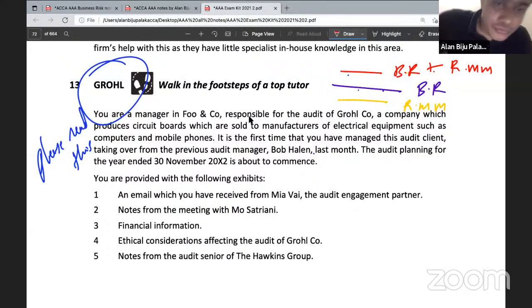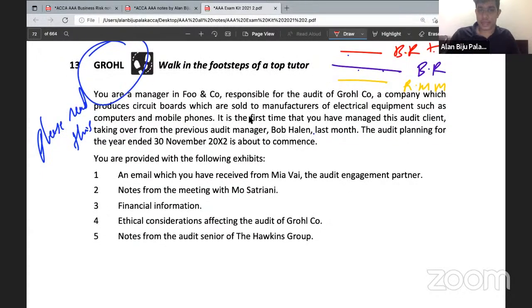You are a manager in the Fuan company, responsible for the audit of Groll company, a company which produces circuit boards which are sold to manufacturers of electrical equipment, such as computers and mobile phones. It is the first time that you have been managing this audit client, taking over from the previous audit manager, Bob Harron, last month. The audit planning for the year ended 30th November 2012 is about to commence. And you are provided with the following exhibit, and we have received some exhibit here.